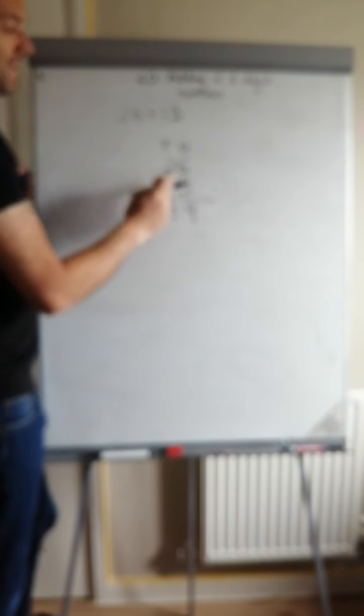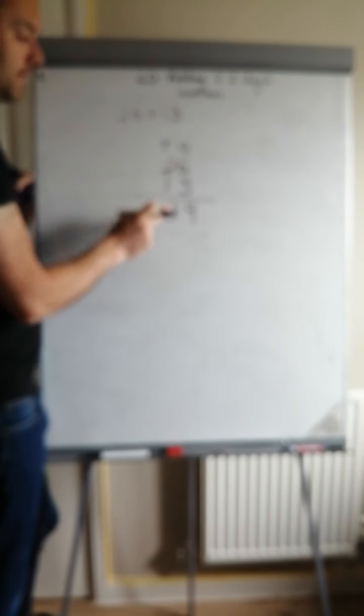You might want to skip straight to this part, but you need to understand that you're adding the ones and then you're adding the tens. So that would be 39.